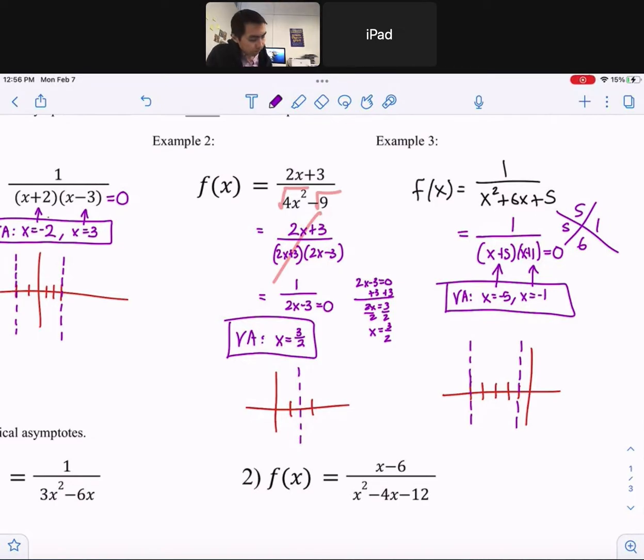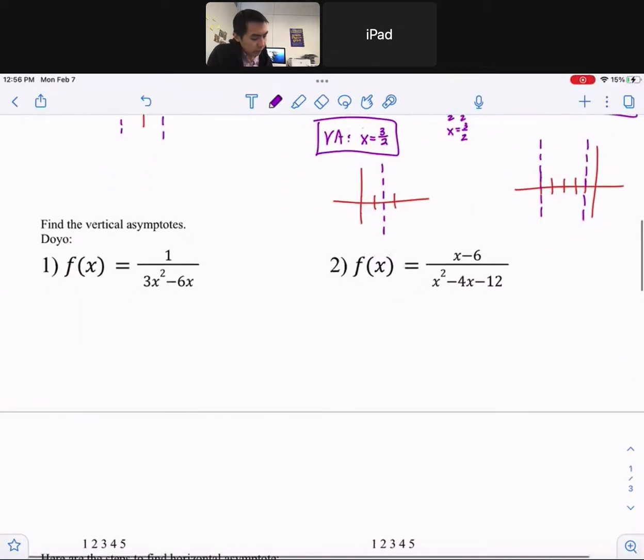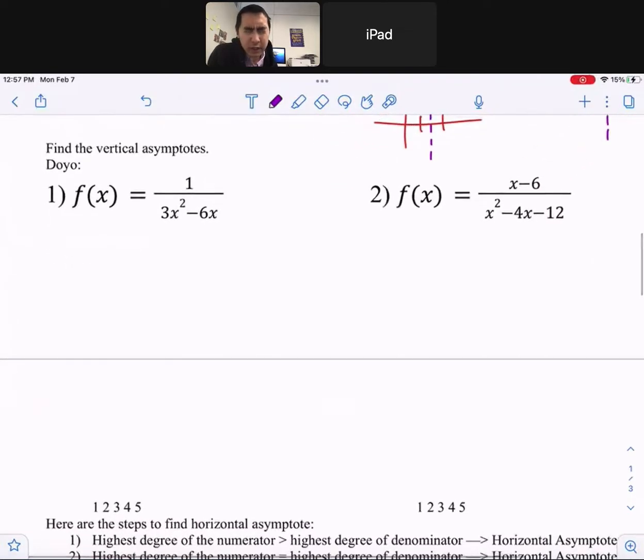Okay, here are some dojos for you to try. I suggest you pause the video, see how you do, and then play the video when you're ready.